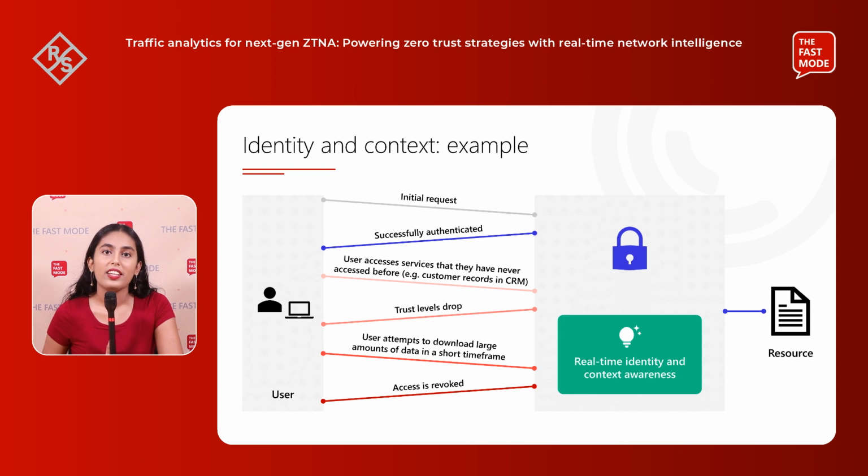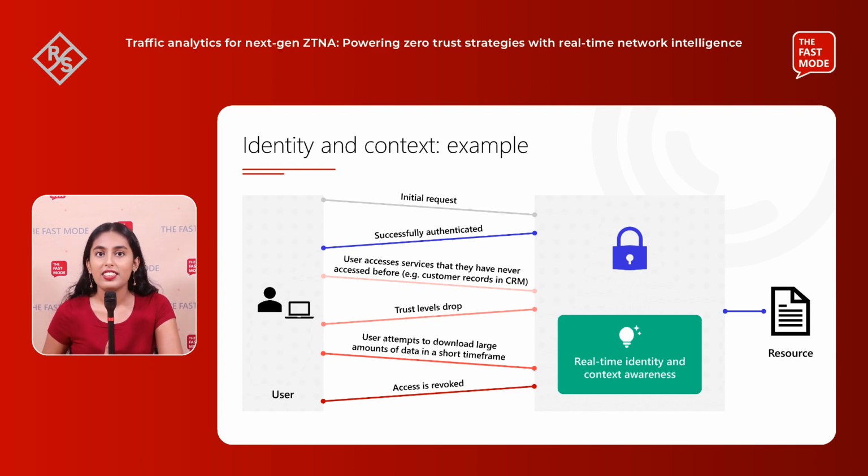However, over time, the ZTNA engine finds that the user has accessed a specific service within the resource. Let's say the resource was a CRM application and the sub-service that the user accessed was customer records. With real-time identity and context awareness, the ZTNA engine notes that this category of user rarely accesses customer records, as they usually access, let's say, marketing automation integration services. Trust levels for this session then drop.